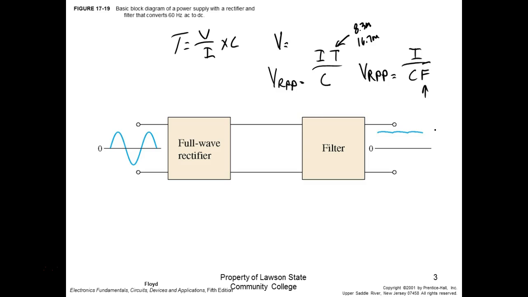So what we need to know here is how much current the load is going to pull. So this is going to be the load current, right? And then this is going to be the frequency. And then this is going to be farads. Now, capacitors are usually rated in microfarads and picofarads.